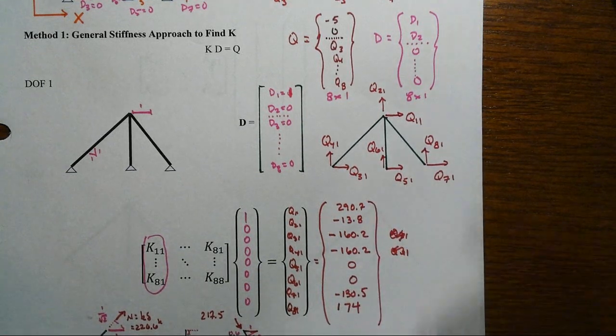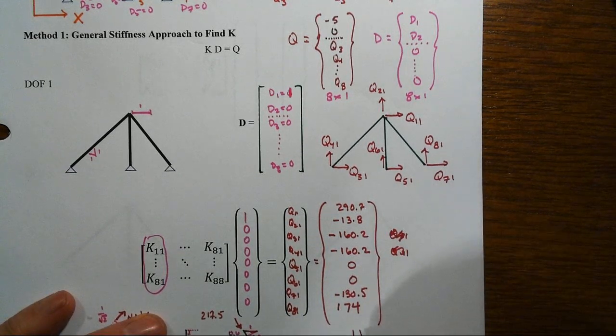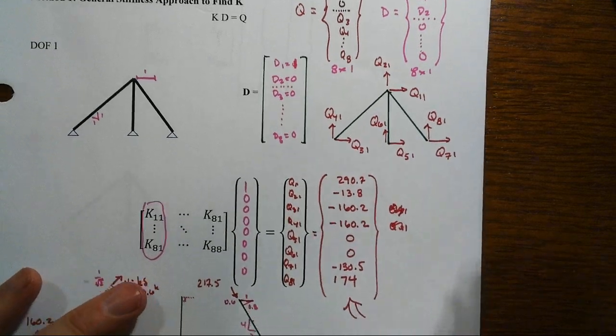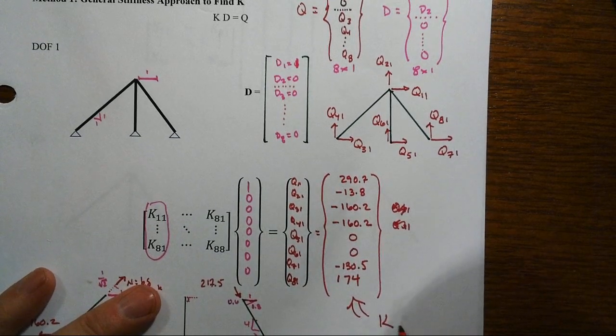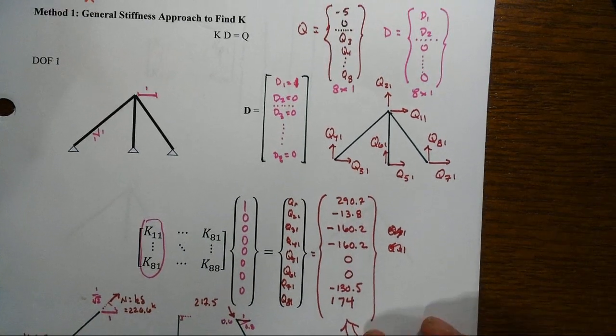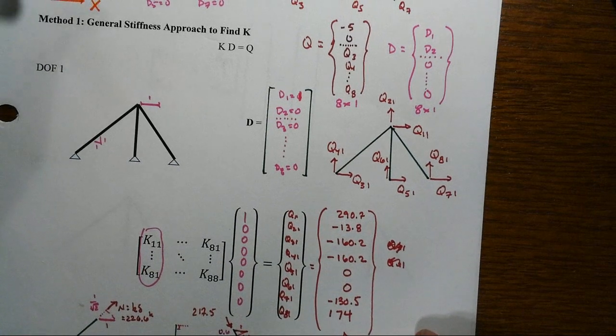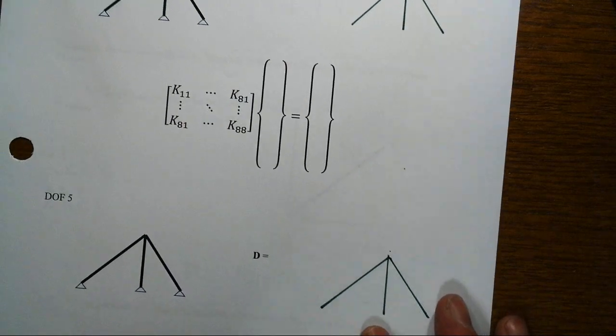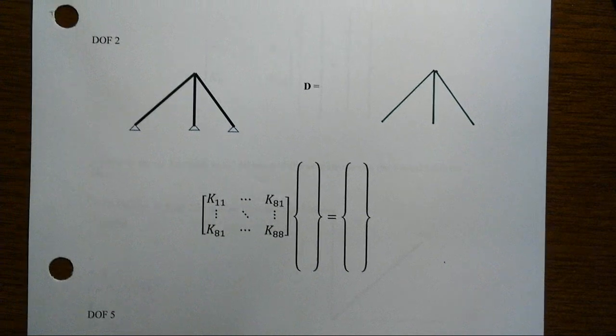And that is the same thing ultimately as this is KI1, the first column of the global stiffness matrix. Right? That's just degree of freedom 1. Hey, guess what? We got 7 more of these to do. We're not going to do all 7. We're going to do 2 more.